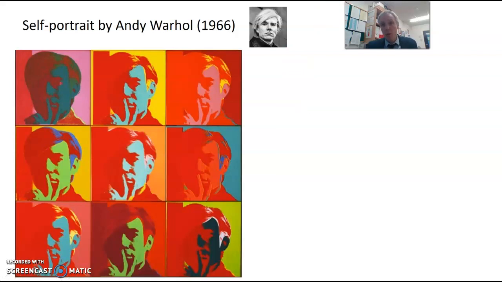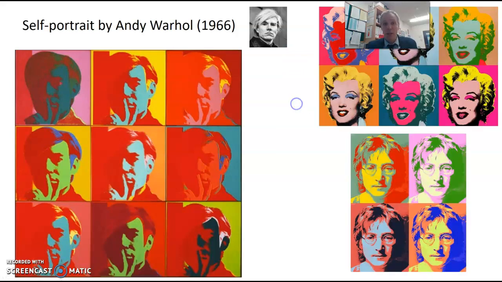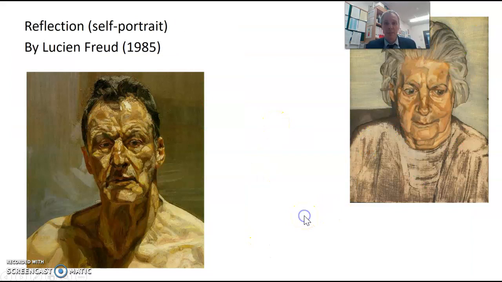Andy Warhol was more well known for making portraits of celebrities. Here's some of Marilyn Monroe, who was a famous actress at the time, and John Lennon, who was a famous musician. He was in the Beatles. And Andy Warhol used the same technique for his own self-portrait. Maybe you'd like to try something colourful or a repeating pattern like Andy Warhol did.